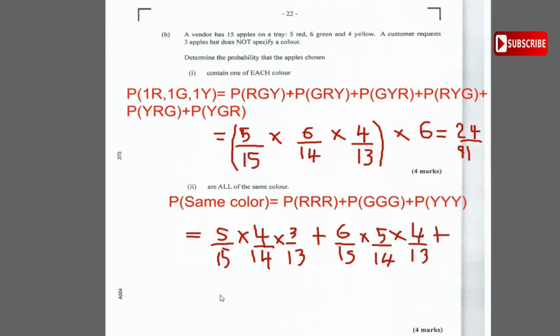To get yellow, yellow, yellow, it's 4 out of 15, plus, or times rather. Now if you get 1 yellow, then 3 yellow you have back. So it's saying times 3 out of 15, then times, to get the final yellow, is 2 out of 15.